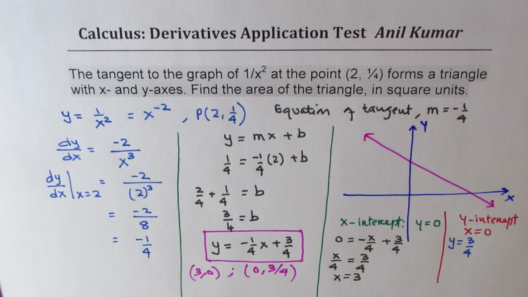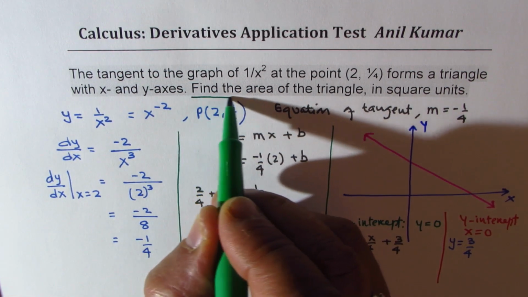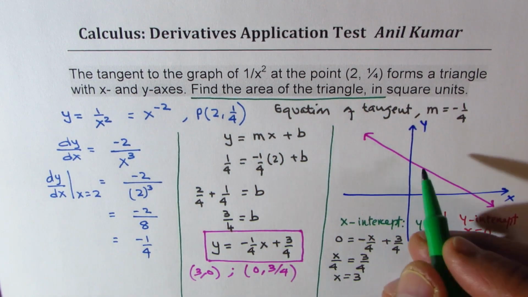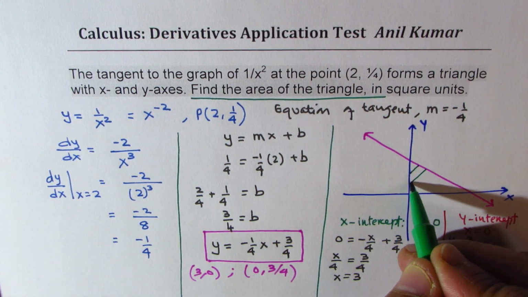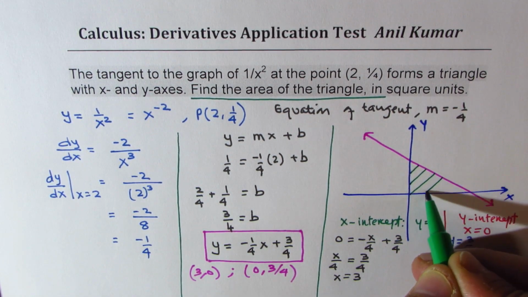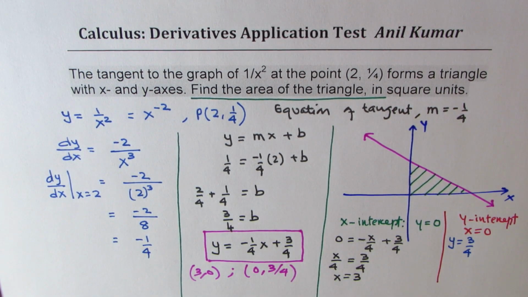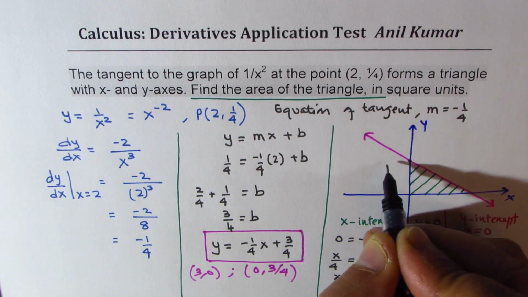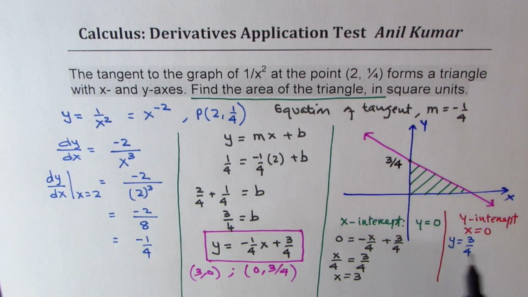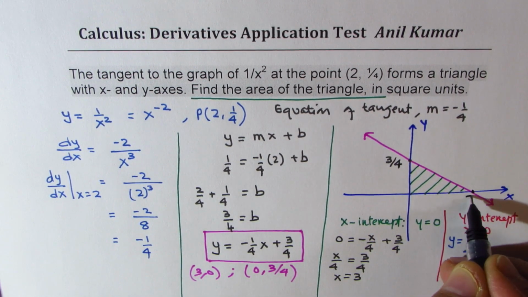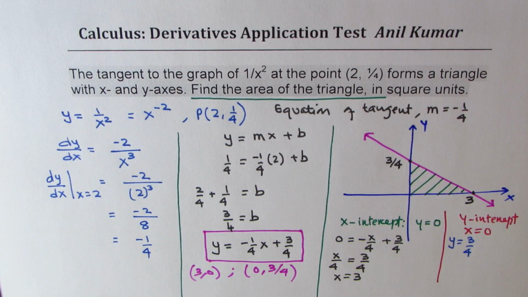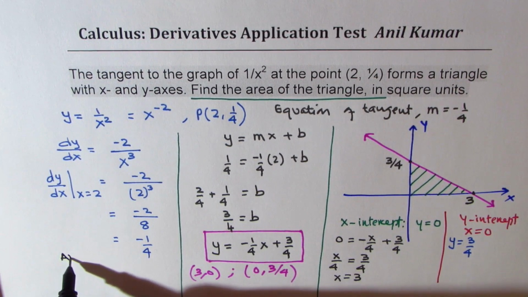Now when we say we want to find the area of the triangle, that means this triangle. We are finding the area of this triangle formed with the tangent and the coordinate axes. Now in this particular triangle, you know that the y-intercept is 3 over 4 and the x-intercept is 3. So what is the area? Let's calculate the area here.